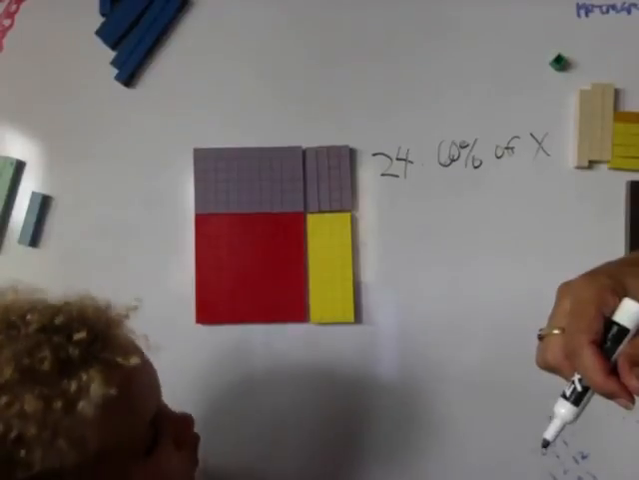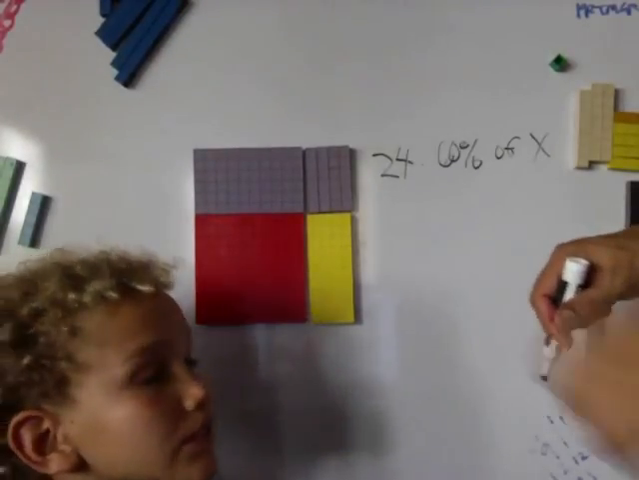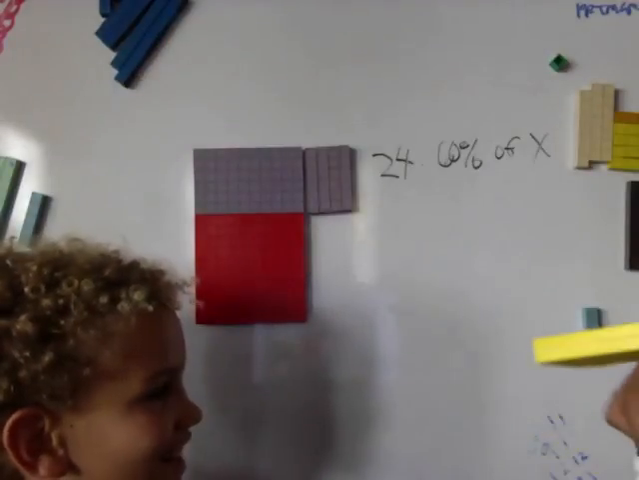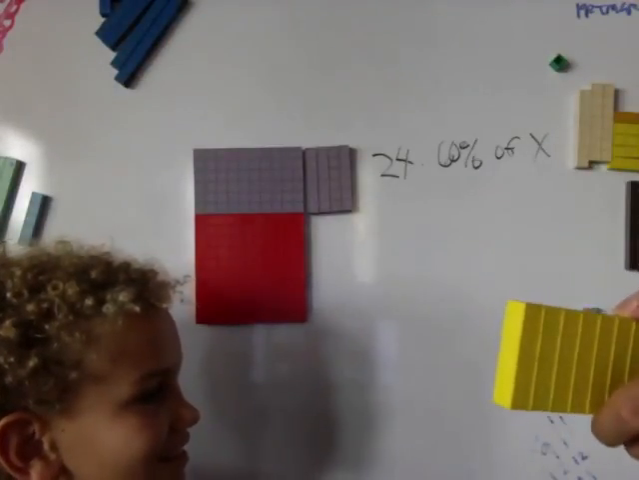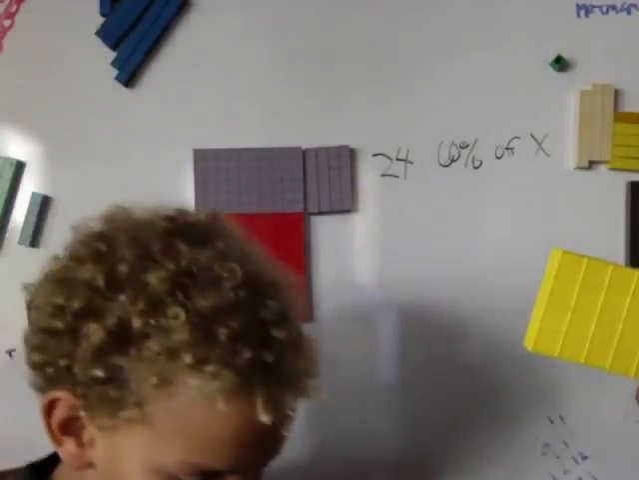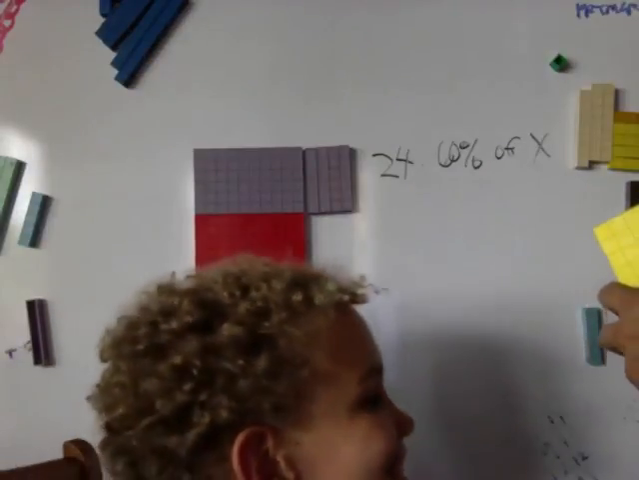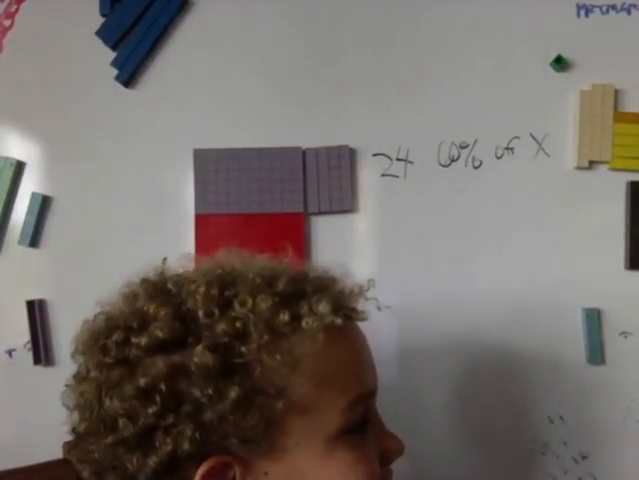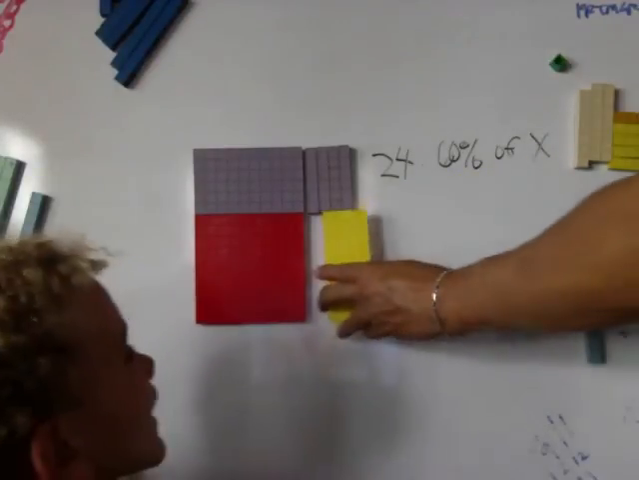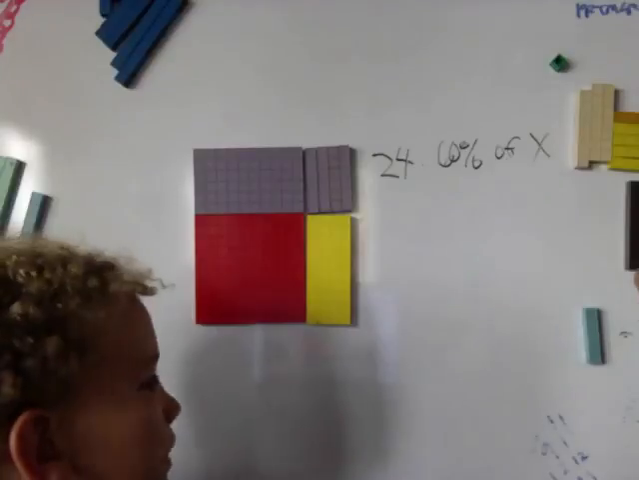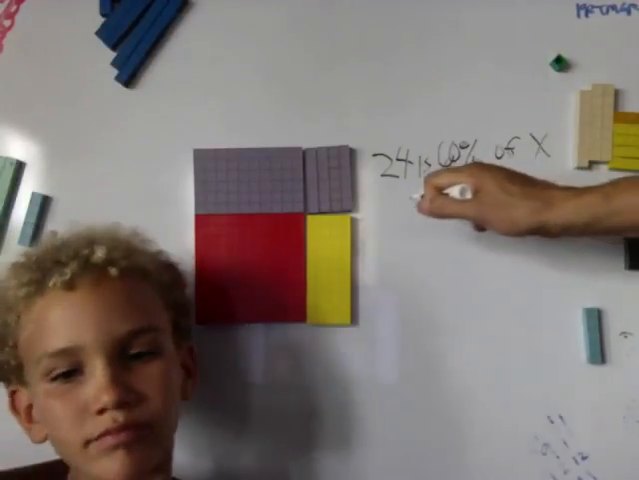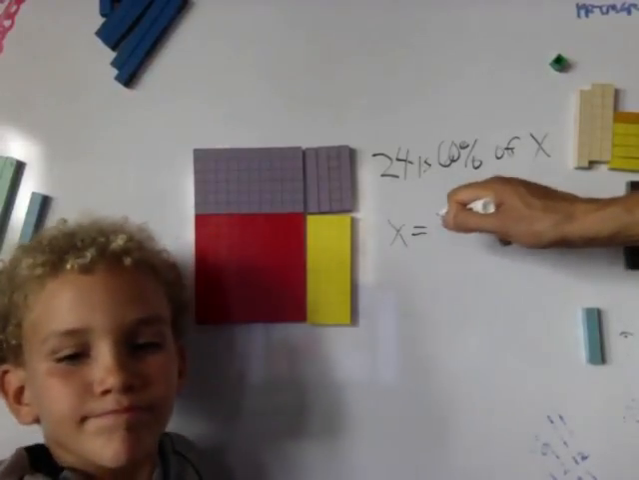We're going to need 10s. You're going to need some 10s. How many of them will you need? How many of them are going to fit in there? How many 10s? Very good. 40 is the right answer. 24 is 60% of X. X would have to be 40.